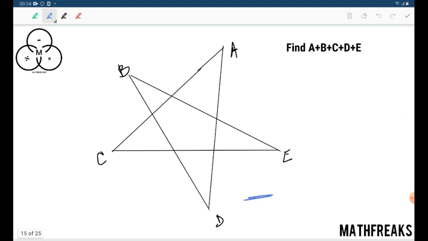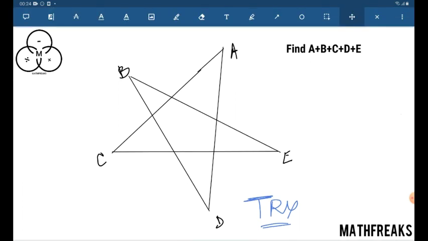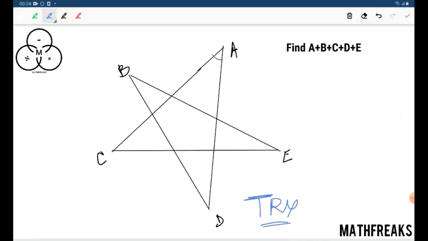Try this question. We need to find the measure of this angle A, angle B, angle C, angle D, angle E. That is this angle, this angle, this angle, this angle, and this angle. One hint for this question is consider this x, consider this y, and try to find out the value of x plus y, x and y separately.